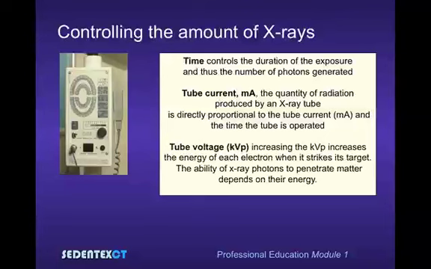The final parameter is the tube voltage, or kilovoltage. Here it's expressed as kVp, where P stands for peak kilovoltage. Increasing the kVp increases the energy of each electron when it strikes its target in the anode of the X-ray tube. The consequence of increasing the kilovoltage is to not only increase the energy of the X-ray photons, but also to increase the number produced per unit time.